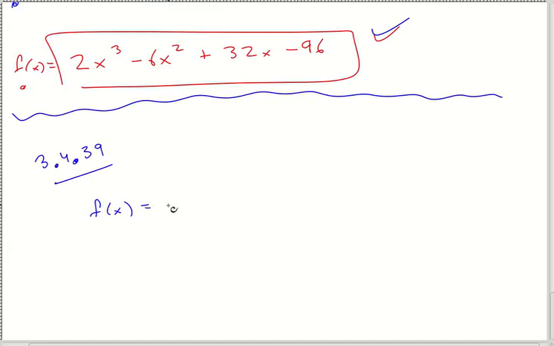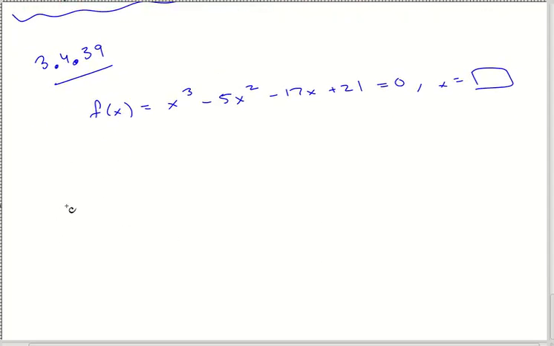Okay, next problem. f of x is equal to x cubed minus 5x squared minus 17x plus 21. And they say equals 0, solve for x. That's it. Go, figure it out.